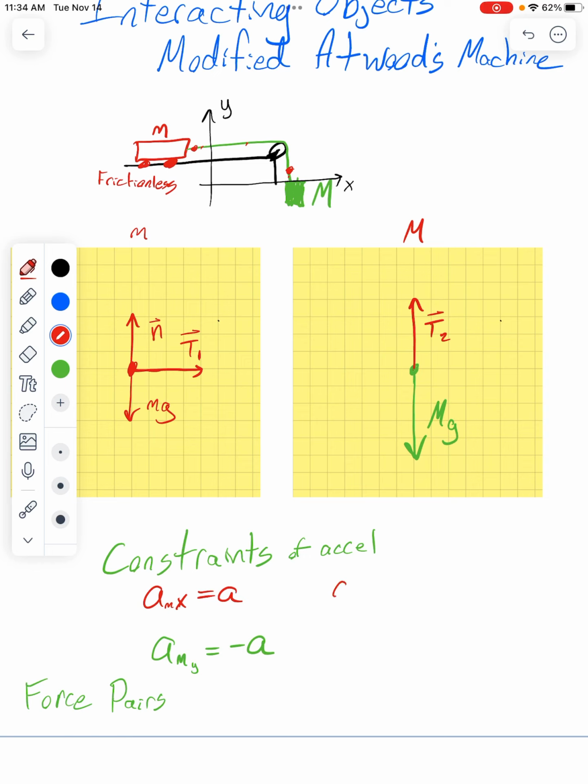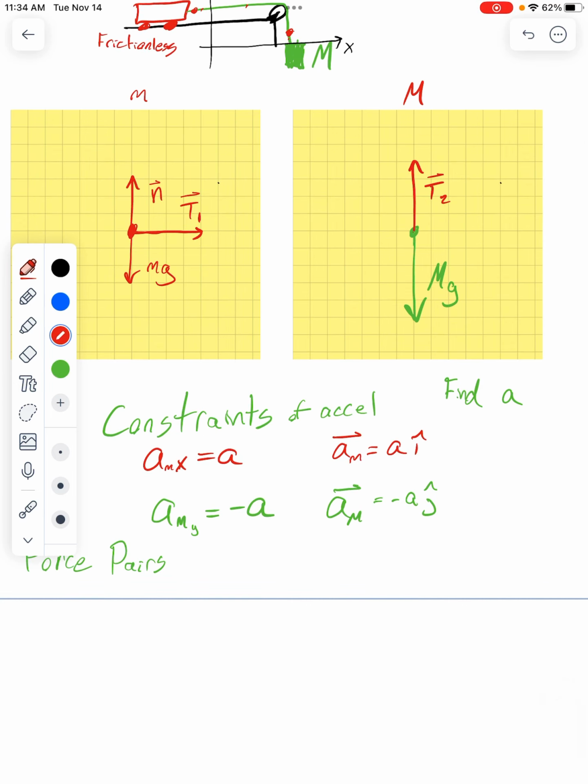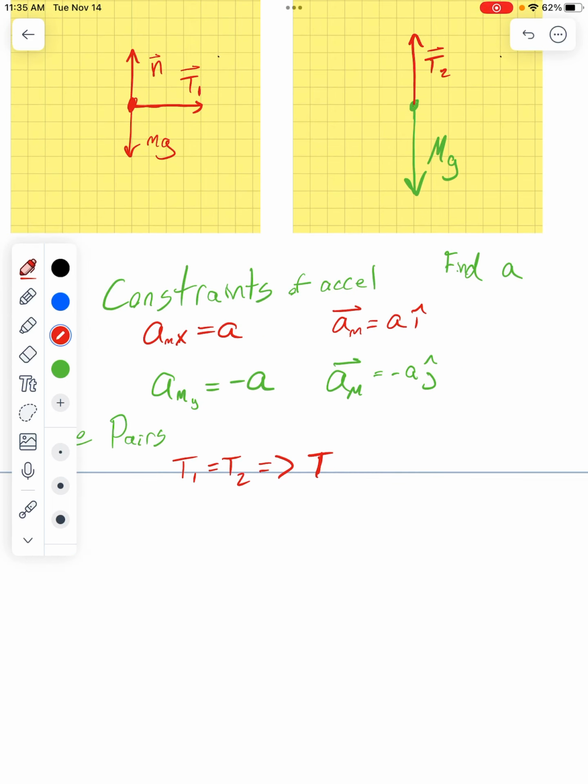Okay. We could write these as vectors, right? We could write a little m is equal to magnitude of a i hat, and a big M is equal to negative a j hat. In either case, we want to find the acceleration magnitude, just like in the previous problem. I didn't say that out loud until now, though. For our force pairs, the magnitude of the tensions are the same, and so we're just going to call those big T.